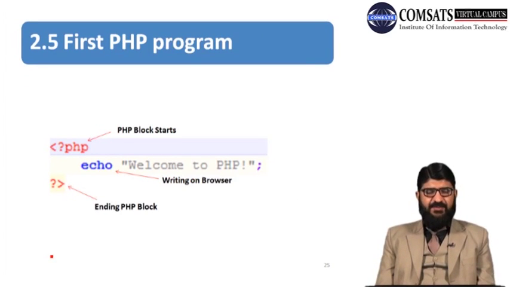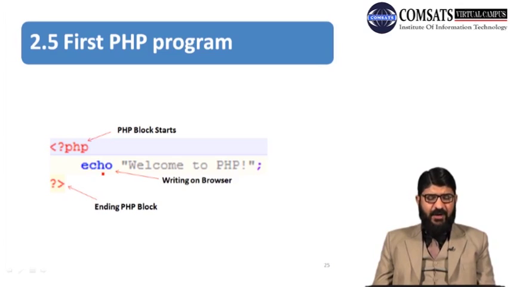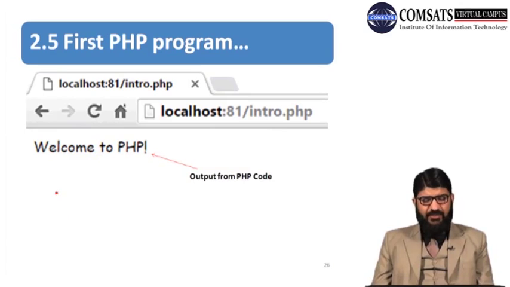Now writing the first PHP program, how to write it? See, the PHP block is started, and then you have mentioned echo, you want to print out welcome to PHP, it will appear on the browser, and then the ending tag for the PHP. So see the output, welcome to PHP, and it is considered as output for the particular web page browser.